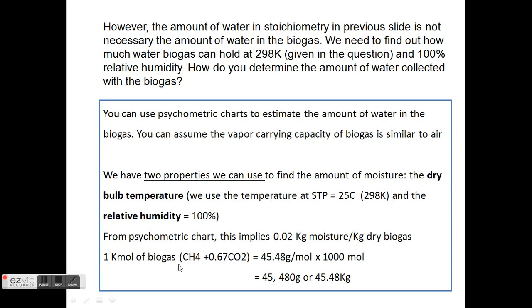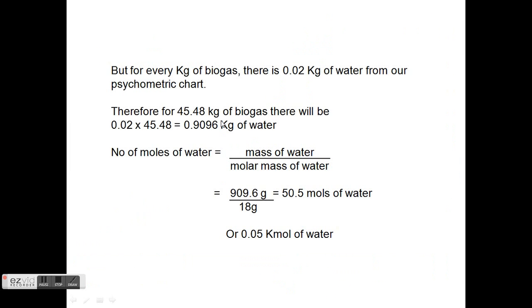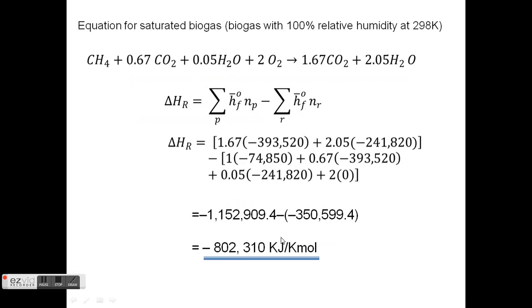And so we have in our equation 1 kilomole of biogas, which contains 1 mole of methane and 0.67 moles of CO2. Our mass is 45.48 kg. So using this mass, the amount of water that will be held will be very little. You can imagine we calculated 28 point something kg of water, but less than 1 kg of water is in the biogas. We can translate this to the number of moles and then use that in our stoichiometry.